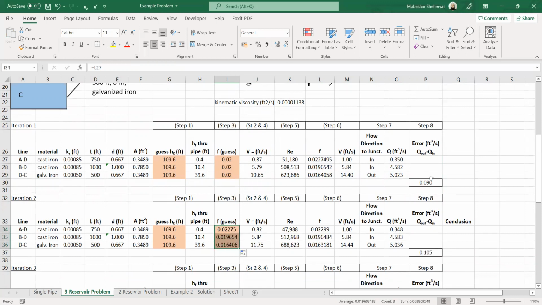When outflow minus inflow is greater than zero, it means that we are assuming a value higher than the actual value. So we have to reduce the 109.65 to 109.15.